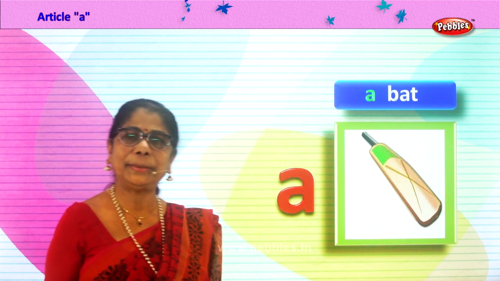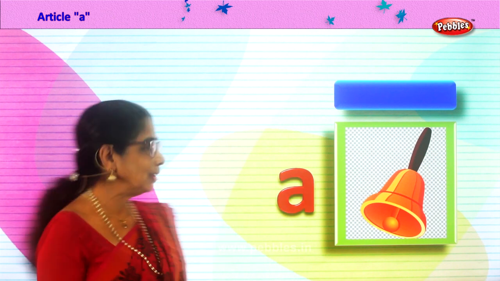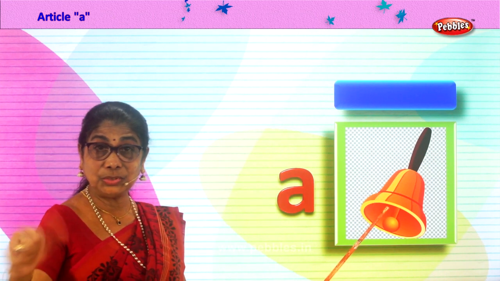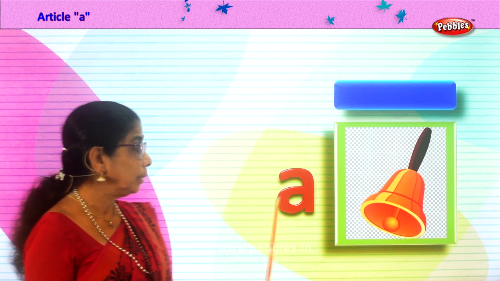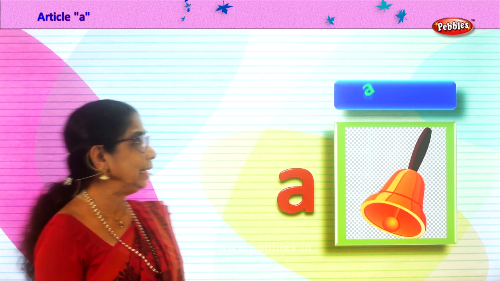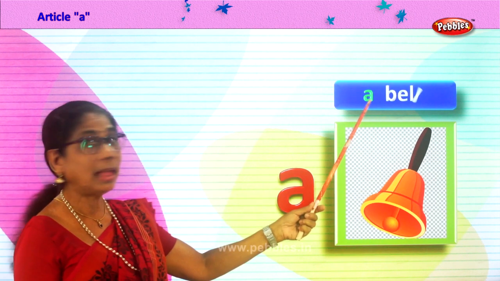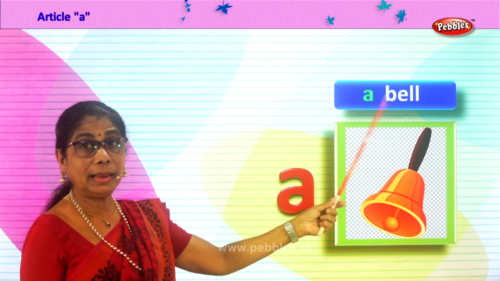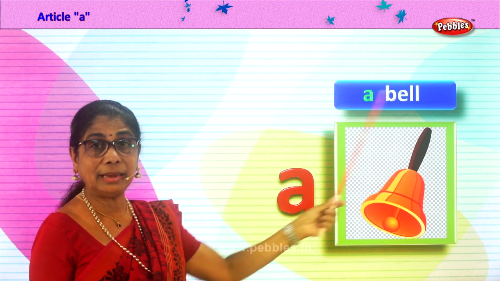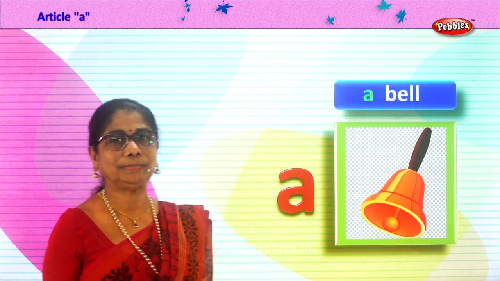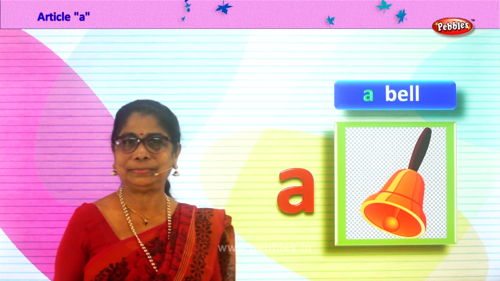Shall we look at another picture? Yes. What is this? Bell. Have you seen this bell? Yes, you ring the bell in your puja room. A bell. Spell bell. B-E-L-L, bell. Article A is put in front of the consonant B. Now read a bell. Good.